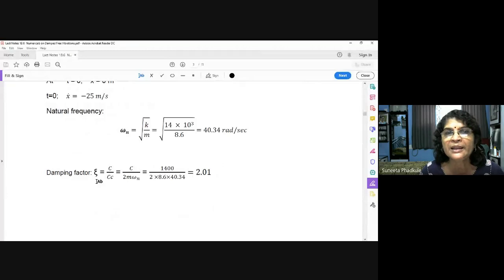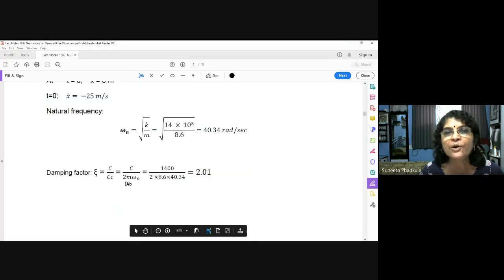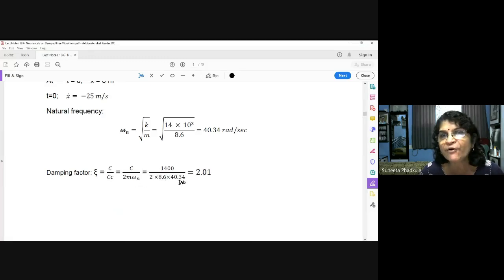Okay, damping factor zeta is C upon Cc. C is given to you, and what is Cc? This is the critical damping coefficient, which is given by 2m omega n. So m is given, omega n we have calculated. So zeta, that is the damping ratio, comes out to 2.01.